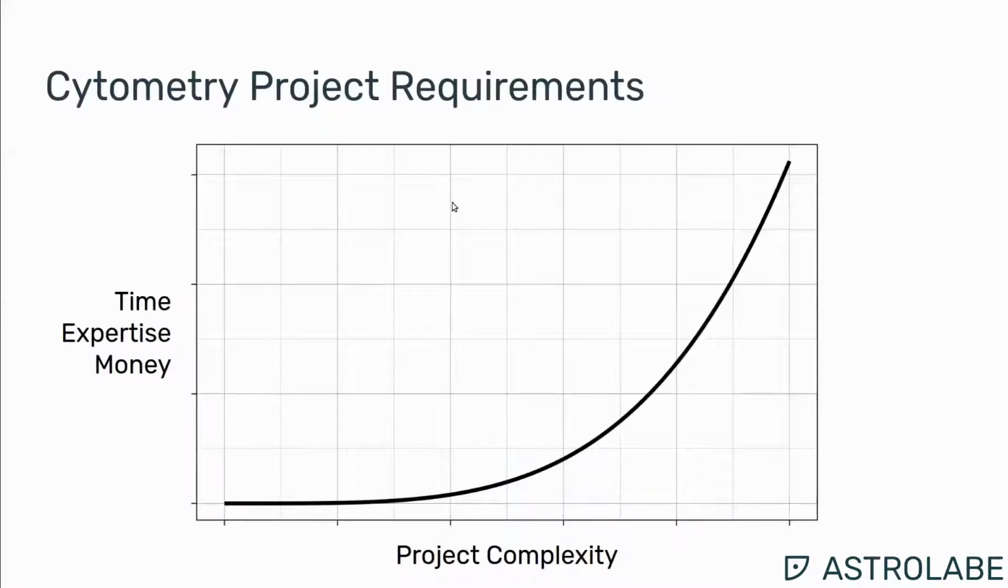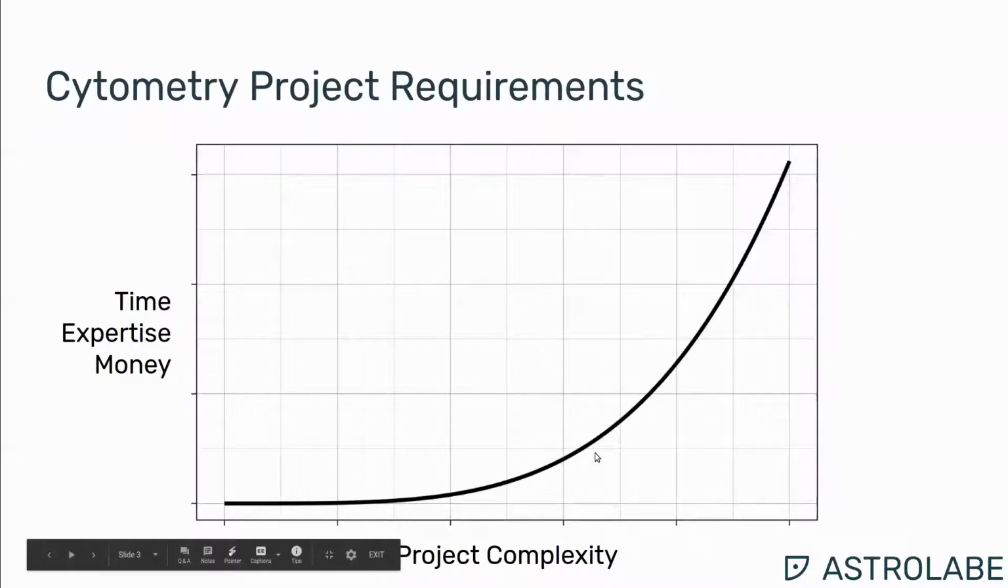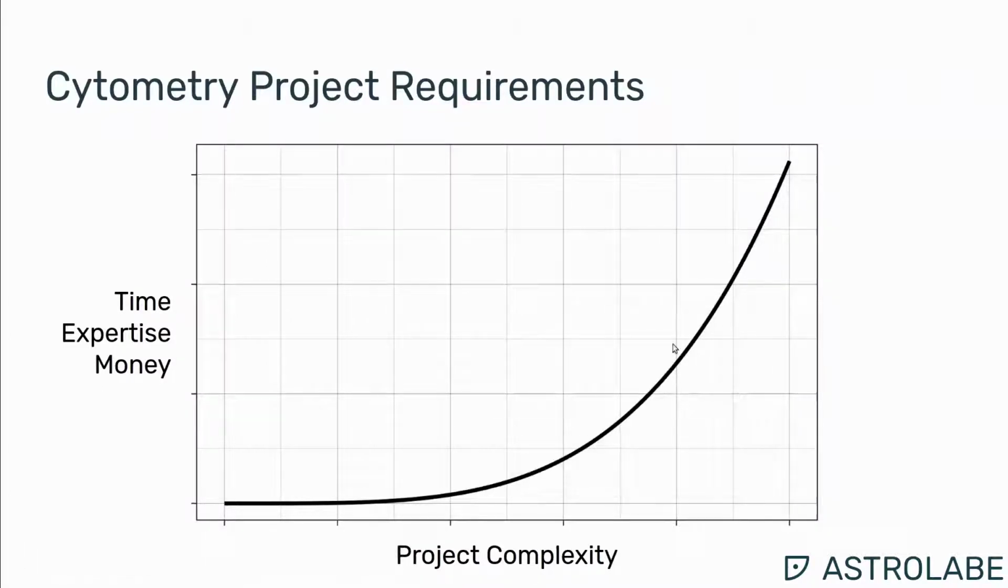So let's talk about the requirements that come with a flow cytometry project. And I'm being vague here on purpose because the project has many costs affiliated with it. It could be time, it could be the kind of flow and bioinformatics and biostatistics expertise that you need, and of course it could be the money that you need to spend. And as the project becomes more complex, these requirements rise exponentially.